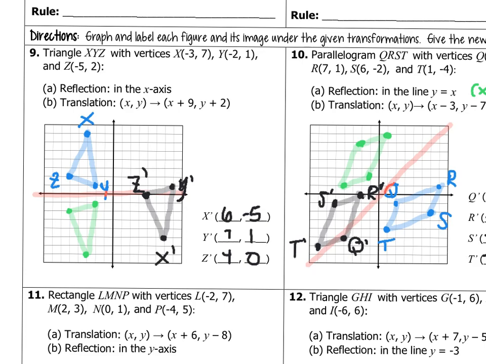Hi guys, welcome back. This is the final video for Learning Target 9.2 translations. It's our final type of examples. What we have to do here is graph and label each figure under its given transformations, and actually there's going to be multiple transformations that we're going to have to do. So we're going to have to use what we learned in 9.1 reflections, and then also use what we learned in today's lesson on translations.